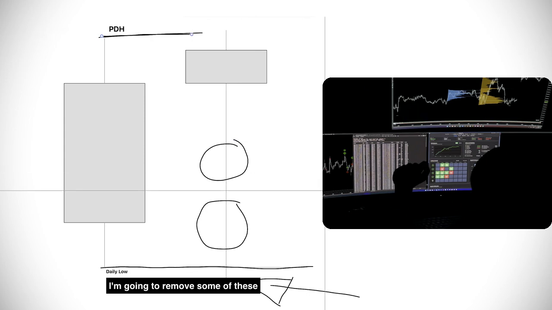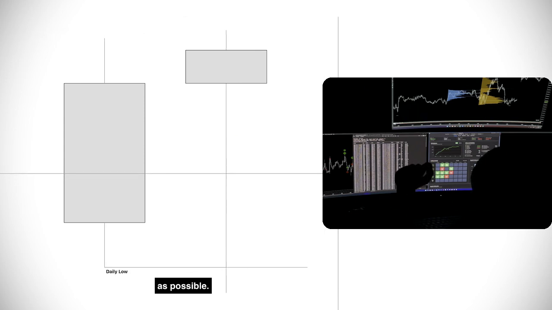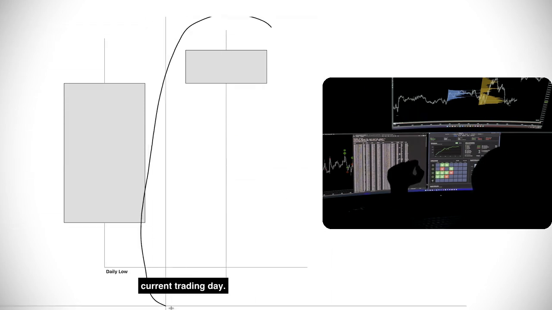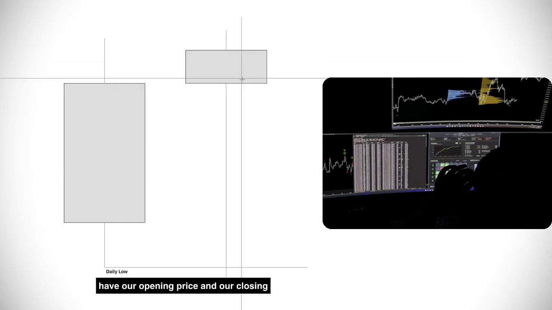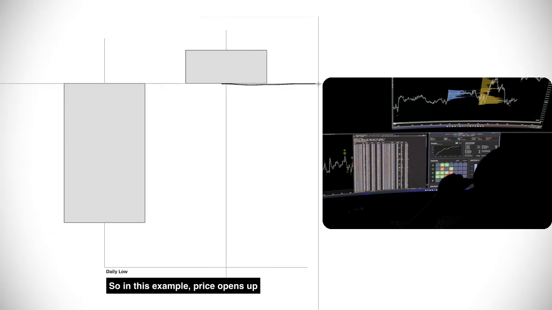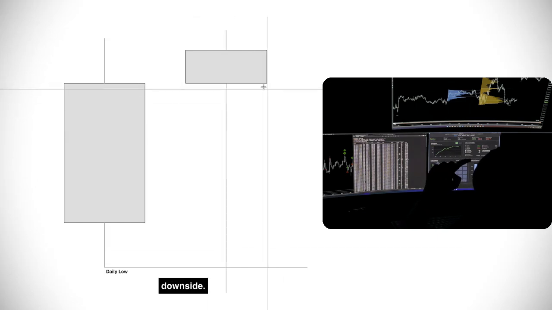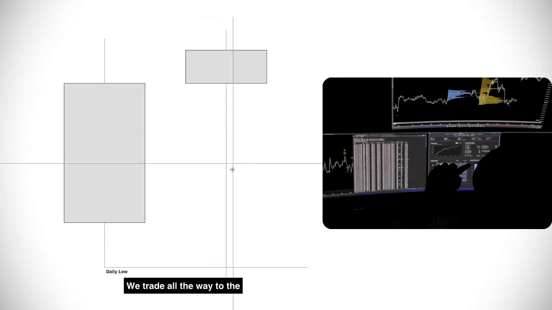I'm going to remove some of these markings to keep these things as simple as possible. And we're going to talk about the current trading day. Just like we spoke about before, we have our opening price and our closing price. So in this example, price opens up here. We trade all the way to the downside. Look at this wick. We trade all the way to the downside.